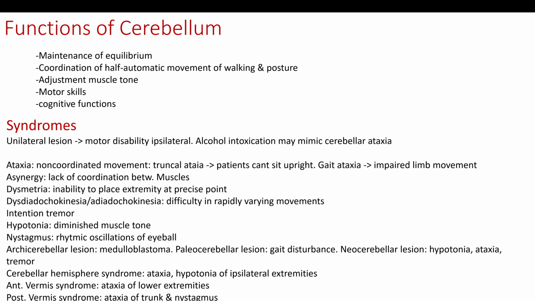Dysdiadochokinesia, or adiadochokinesia, is the inability or difficulty in making successive, rapid, alternating movements. It's also known as the ataxia of gait, with a tendency to fall towards the side of the lesion. Intention tremor is involuntary, arising when voluntary movements are attempted. Hypotonia is diminished muscle tone. Nystagmus is rhythmic oscillation of the eyes.